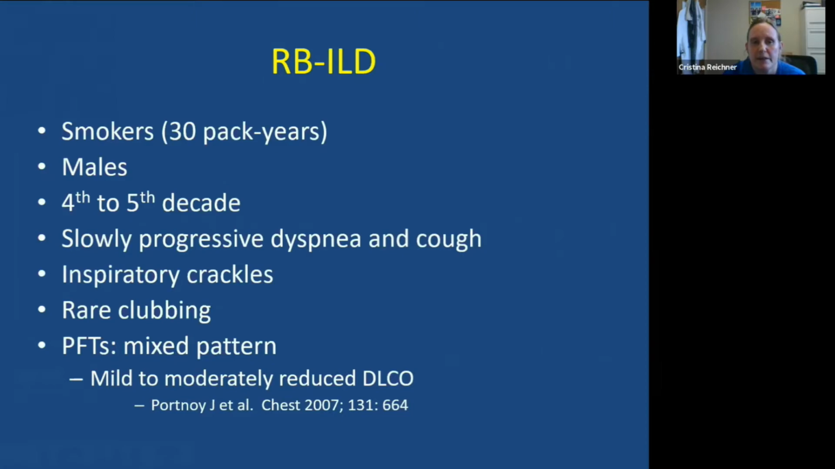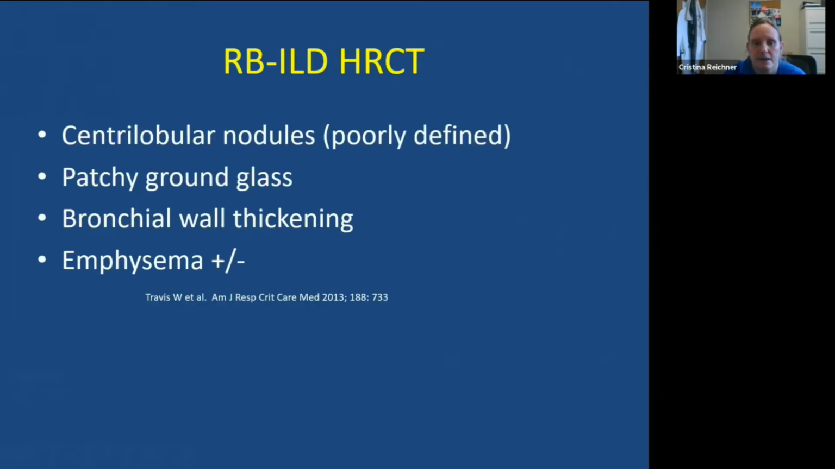So usually in RB-ILD, it's males who've had a fair amount of smoking, 4th to 5th decade. They again present with progressive shortness of breath and cough. You can hear some crackles. Rarely do they have clubbing, and then they tend to have a mixed pattern on PFTs, meaning they have obstruction but also restriction. And they're obstructed because they're smokers and restricted because they have this lung disease.